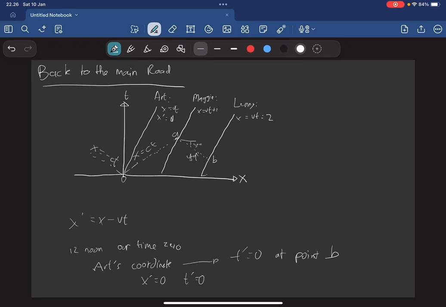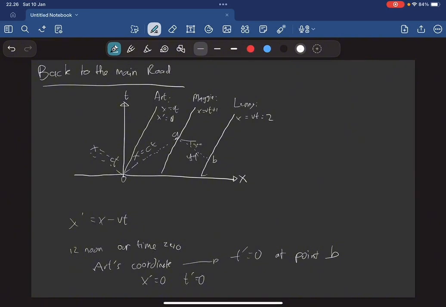Now, we have established that Art's and Maggie's and Lenny's x-axis is a line that joins the common origin, i.e. common to both frames, to point B. Our next task is to find out exactly where point B is. Once we figure out point B's coordinates, we will know how to specify the direction of Art's x prime axis.